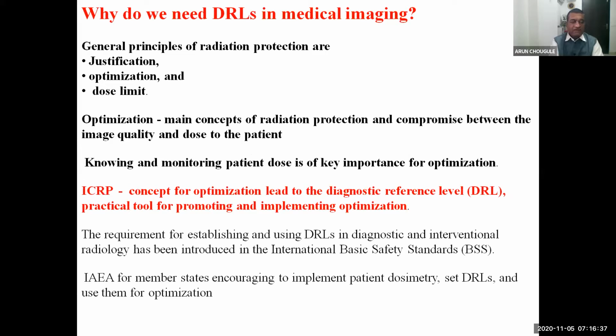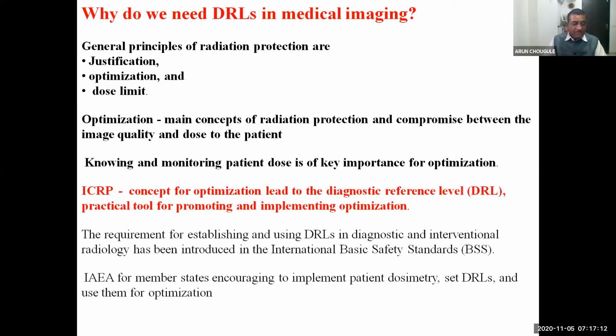And then once you have justified that thing, you have to do optimization so that the radiation dose to the patient as well as the medical staff is as low as reasonably achievable and within the dose limit. So optimization is a very, very important concept in dose reduction, which has led to the concept of diagnostic reference level. Optimization is the main concept of radiation protection, and knowing and monitoring patient dose is of key importance for optimization.